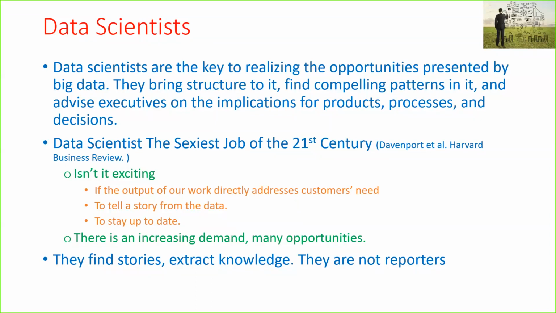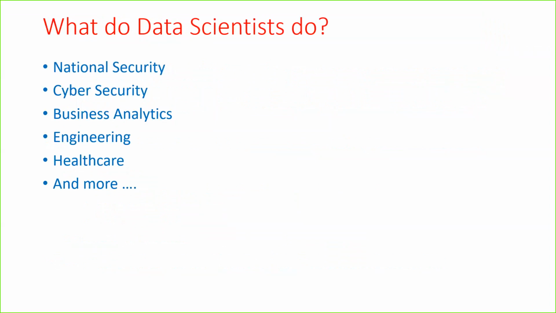So the data scientists, they find stories, they extract the knowledge, but they are not the reporters. They find the stories from the given data, right? Because they analyze the data, they find stories from the data, all right? So what do data scientists do? Lots of things, lots of applications of data science, as I've mentioned to you already. National security, cyber security, business analytics, engineering, healthcare, travel, hospitality, what not, right? Everywhere it has got the applications.